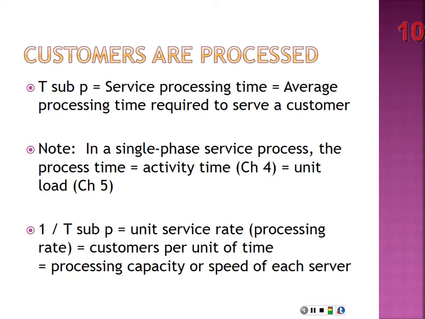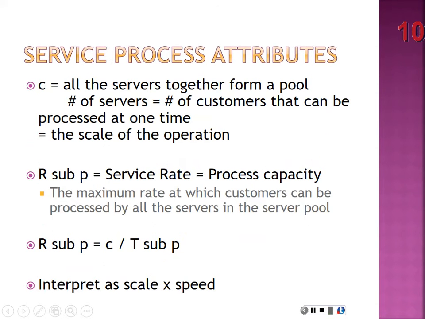Okay, so again, T sub P is the average time, right? And then 1 over T sub P is how many customers we can process per unit of time, or the processing capacity speed of each of those servers. Okay, so again, terminology-wise, little c represents all the servers that are there. So like if you're at McDonald's and there's 4 people at the cash register, your C is going to be 4. Okay, and then R sub P is your service rate, or your process capacity. So R sub I is your inflow rate of your customers, and R sub P is your processing rate.